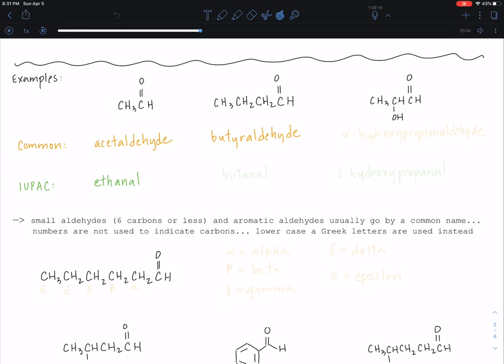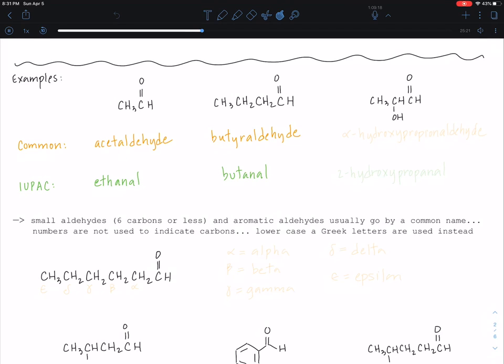And the IUPAC nomenclature for that would be, well, if we had 4 carbons in the parent chain, it would have been a butane, right? So we're dropping the E. We're going to add al. So this is butanal. So what about this next one?